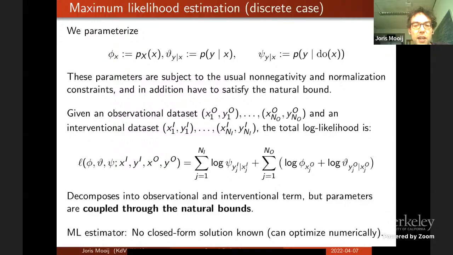Now, suppose we have observational data and interventional data, then we can just write down the total log likelihood of the data. It nicely splits into an observational and an interventional term, where the observational term only depends on the observational data and observational parameters, and the interventional term only depends on the interventional data and interventional parameters. But the parameters are actually coupled through these natural bounds. So there is some interaction between the two terms going on. I don't know of a closed form solution for this problem, but you can always optimize it numerically.